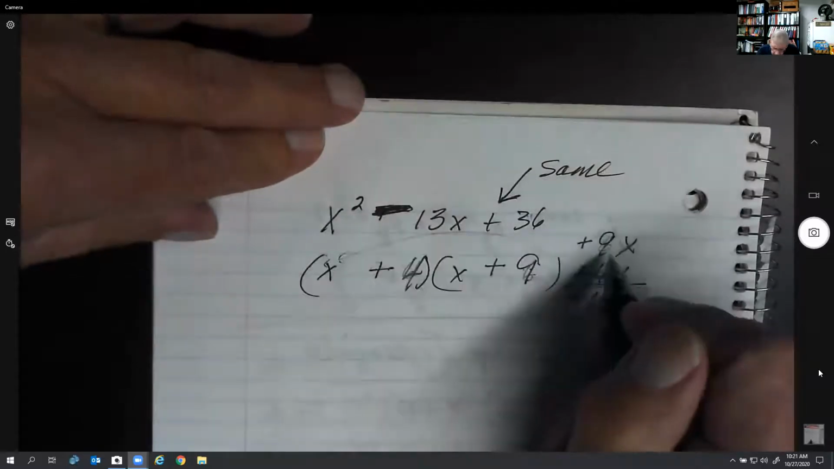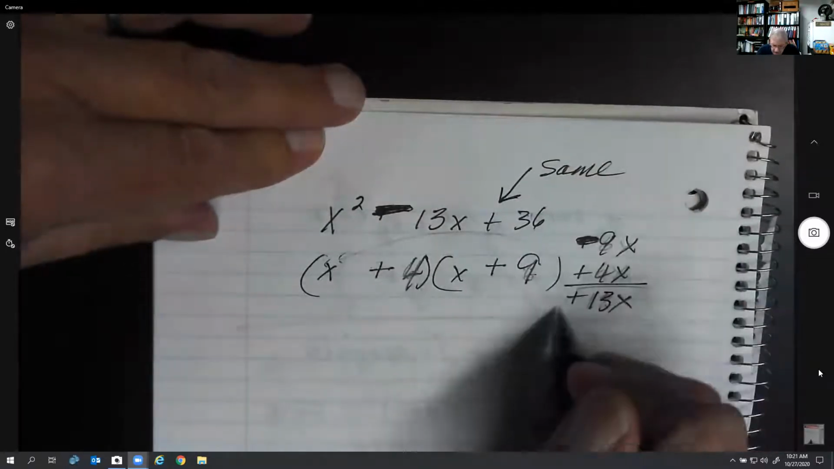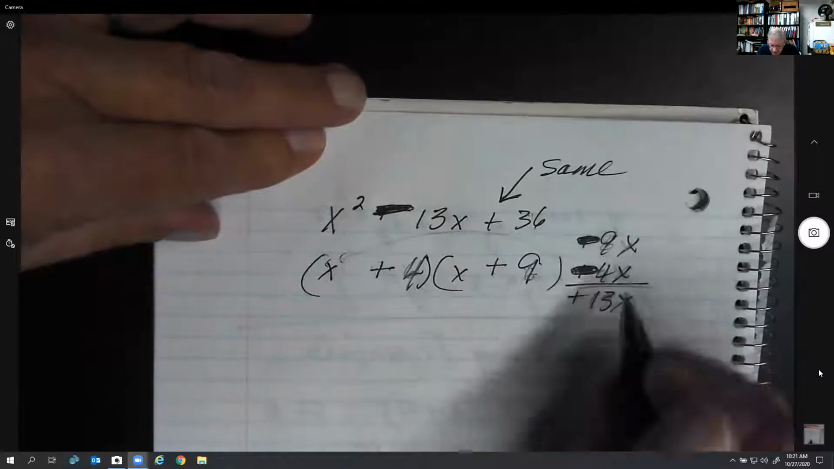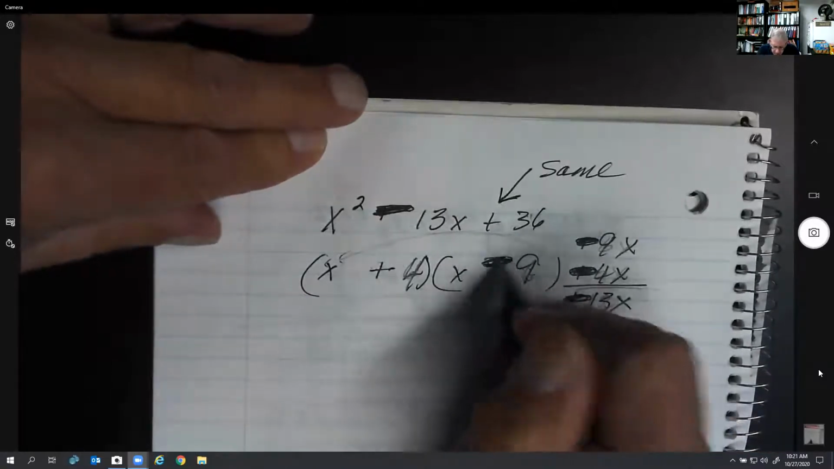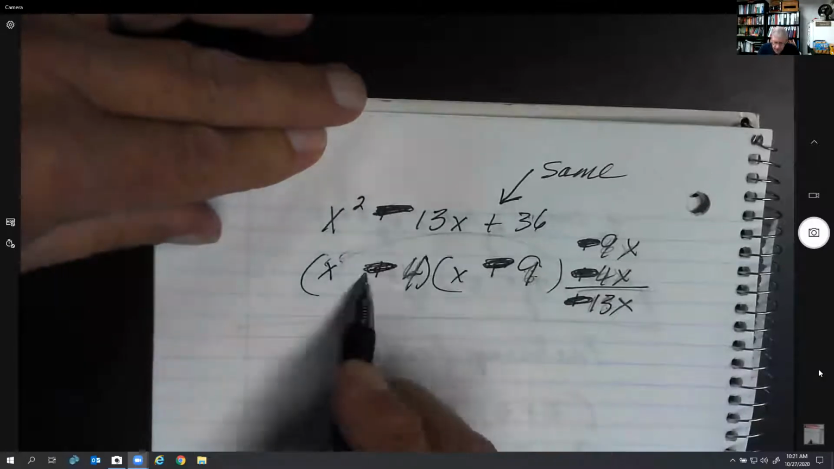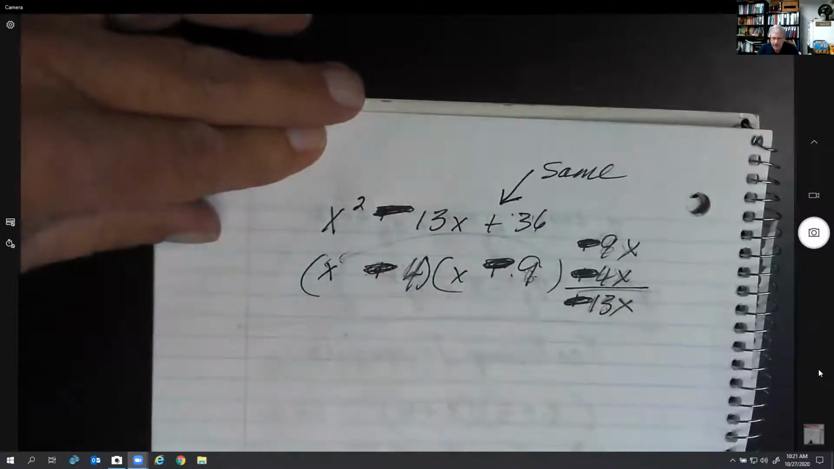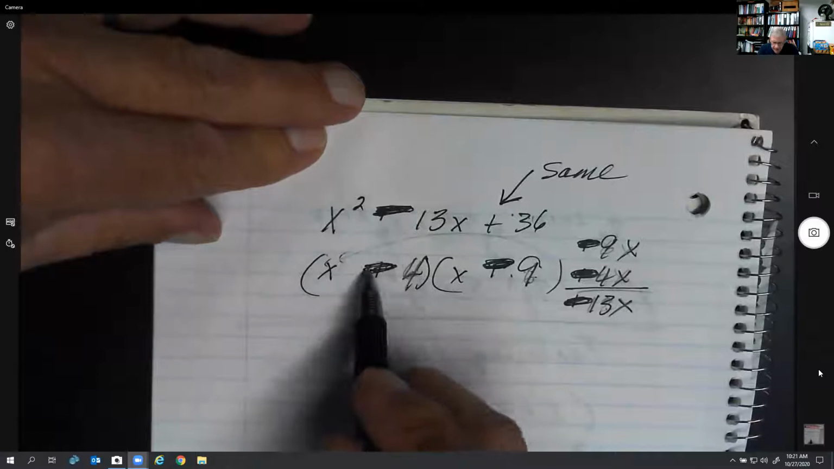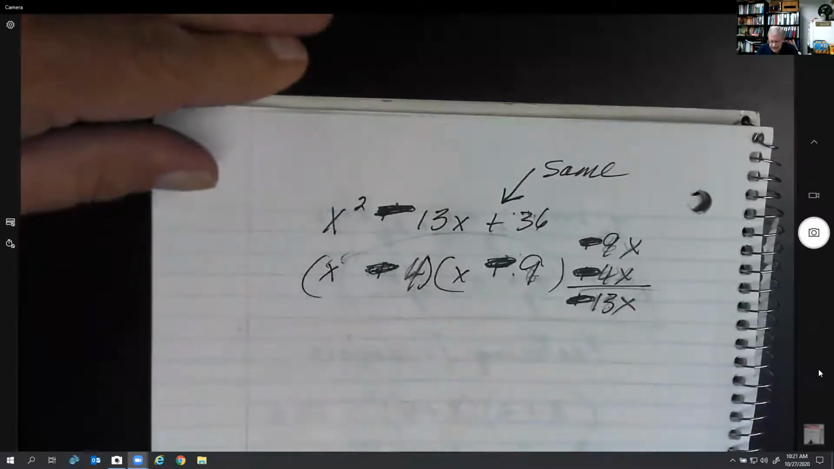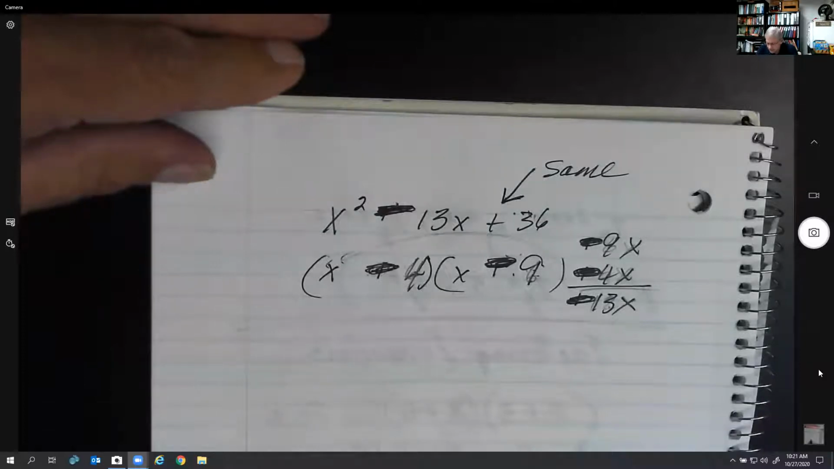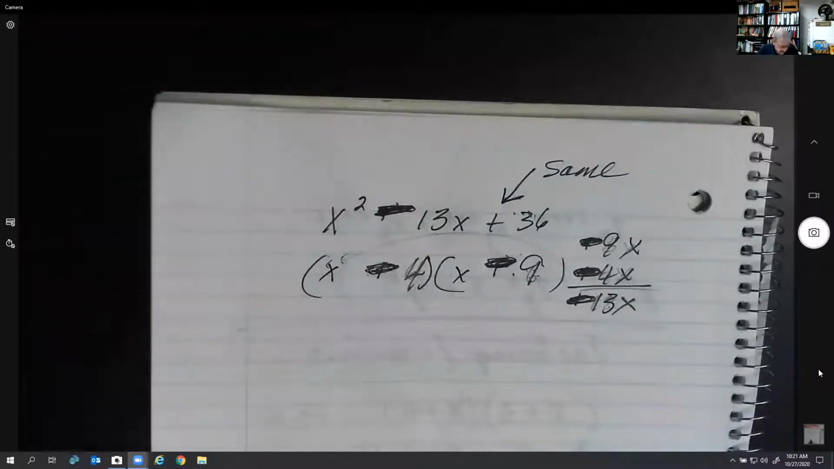Then the outside would have to be a negative 9, and the inside would have to be a negative 9 to give me a negative 13. Both of these would be negative, but they still would multiply to give me a positive 36. They would add up to a negative 13, but multiply to give me a positive 36. So that's kind of the idea behind it.